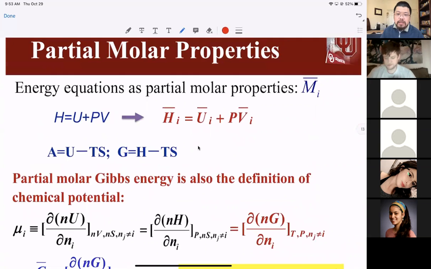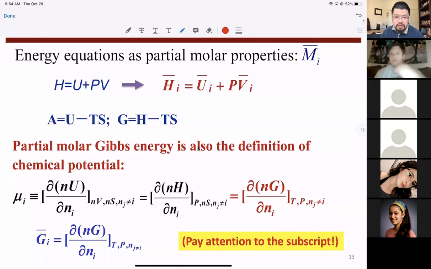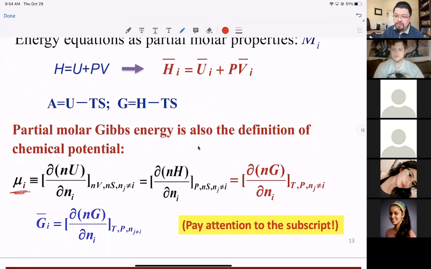Our next slide is another revisit to the previous partial molar property, which is the partial molar Gibbs energy, and that should be the same as the chemical potential. If you recall the definition of the chemical potential, we can take any of the 4 energy equations and derive this partial derivative with respect to component i, and any of the 4 shall be qualified as the chemical potential definition, but only the last one would also be the partial molar property.